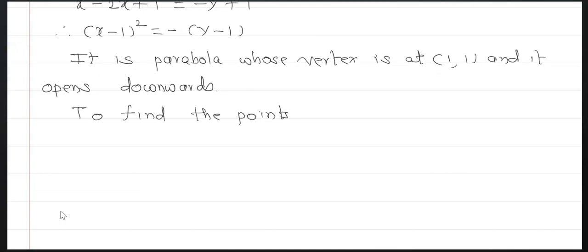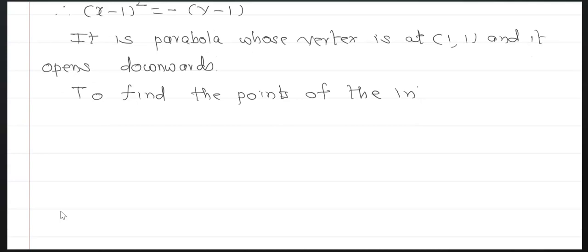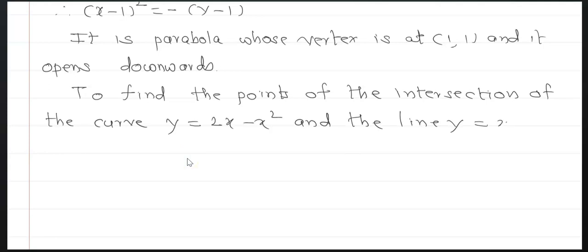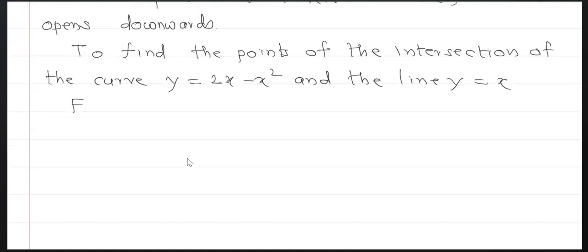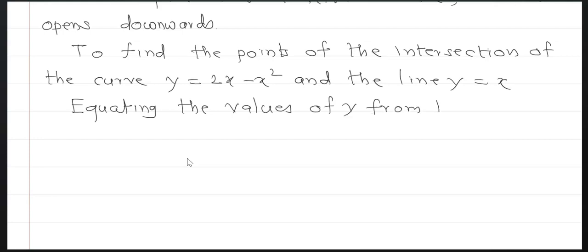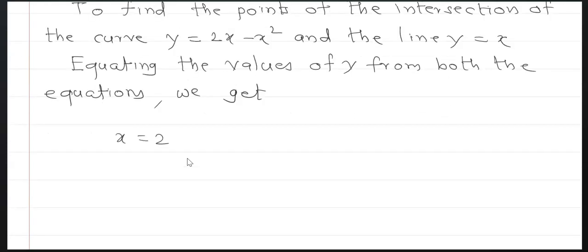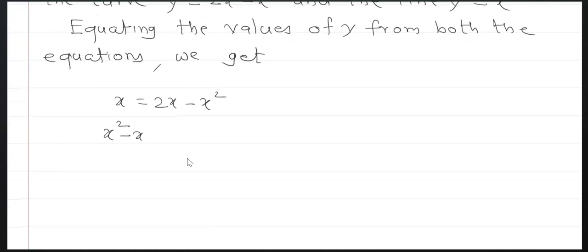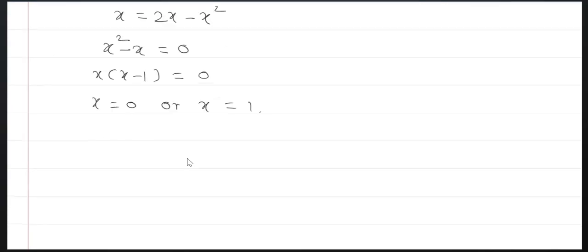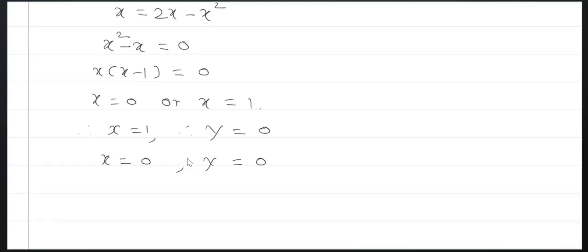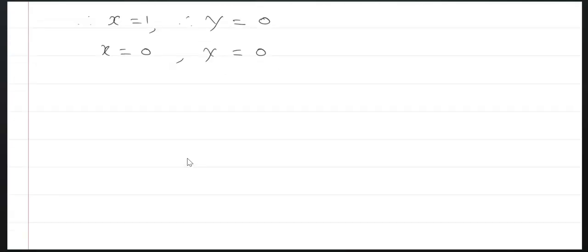To find the points of intersection of the curve y is equal to 2x minus x square and the line y is equal to x, equating the values of y from both equations, we get x is equal to 2x minus x square. If you solve it, then you will get x is equal to 0 and x is equal to 1. When x is 1, y is 1; when x is 0, y is 0.